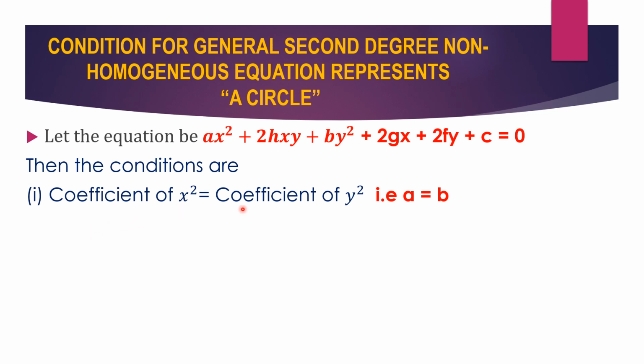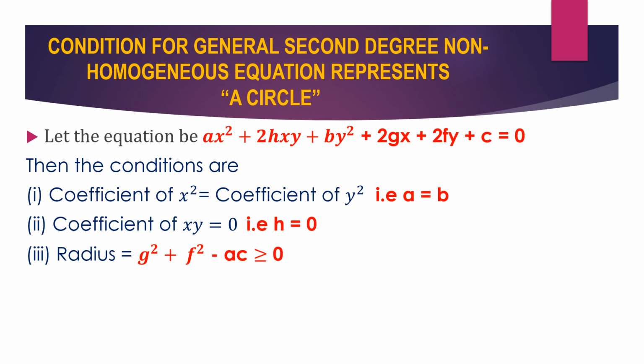Coefficient of x square equal to coefficient of y square. Here coefficient of x square equal to a and coefficient of y square equal to b. Now a equal to b. This is the first condition. And coefficient of xy will be 0, that is, h equal to 0. And for the radius, g square plus f square minus ac is always greater than or equal to 0. Now here we get the values of g and f and a and c. Now substitute these values in the formula for radius, which is always greater than or equal to 0.